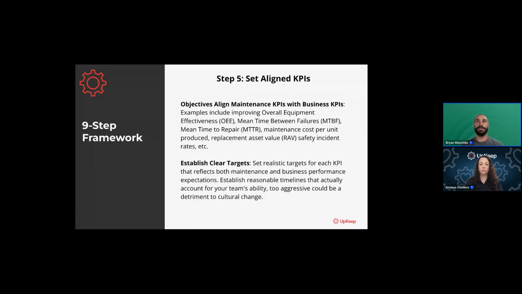Okay. So just examples. These are obvious ones, right? We're looking at OEE. We're looking at MTBF. We're looking at MTTR. Maintenance cost per unit produced, super good one. Replacement asset value, another super good one. And then, of course, safety incident rates, right? There's a lot of compliance things that want to look at safety. Safety is directly proportional to a highly productive, reliable plant. Keep that in mind.